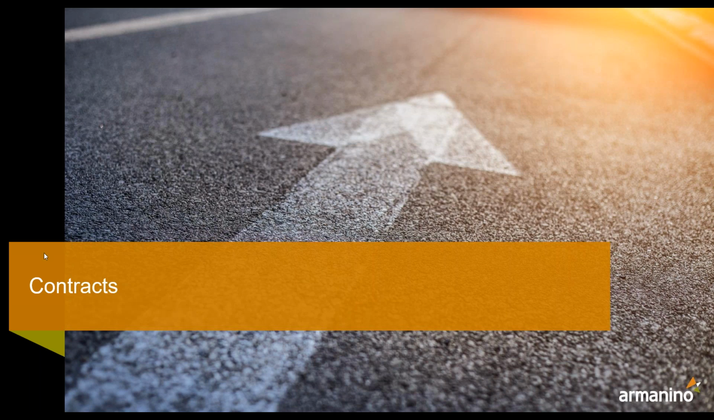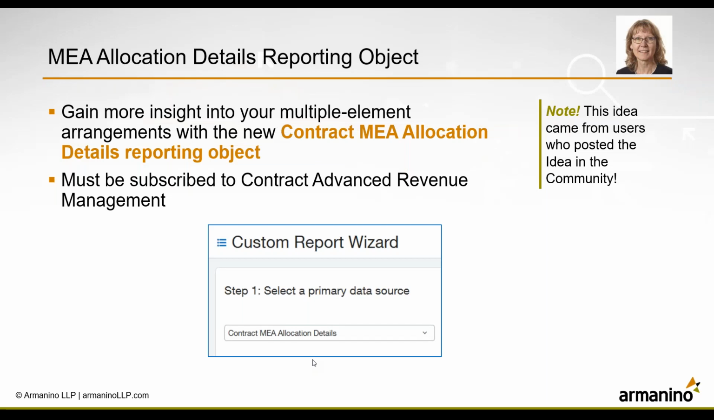All right, next up is contracts. A lot more companies starting to use contracts out there with the whole ASC 606 rules and regulations changing. Intacct's making a lot of progress here. Again, there's that note, idea from the community. MEA allocations detail reporting object. What that means is in the custom report wizard, where you select your primary data source to create a custom report, they've added a new object called contract MEA allocation details. That allows you to get into the details of the allocation so that you can create your own custom reports on what that MEA allocation is doing.